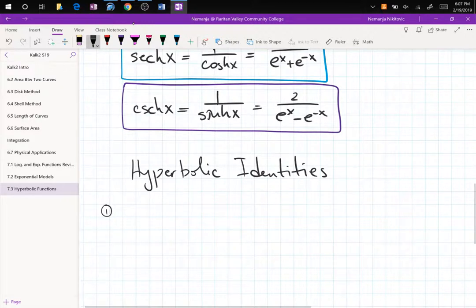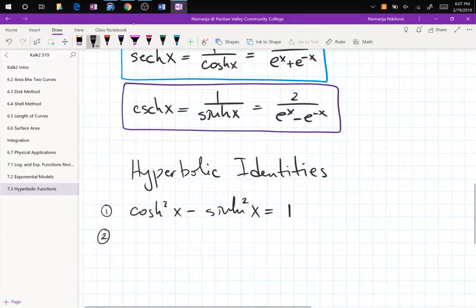Hyperbolic identities. Number 1, cosine hyperbolic squared x minus sine hyperbolic squared x is equal to 1. This is like that Pythagorean identity, right? Except for trig it was sine plus cosine, right? Sine squared plus cosine squared equals 1. Over here is this.